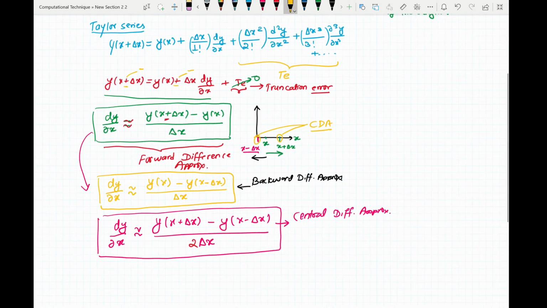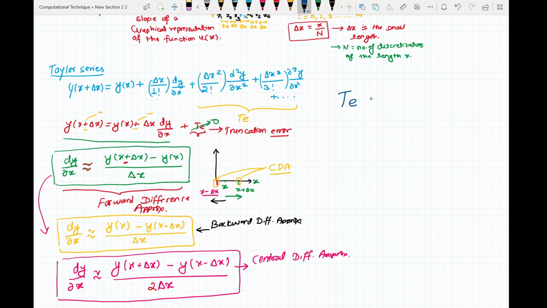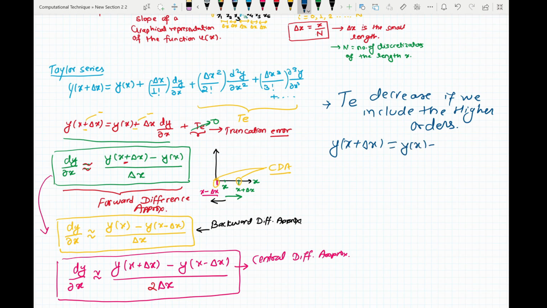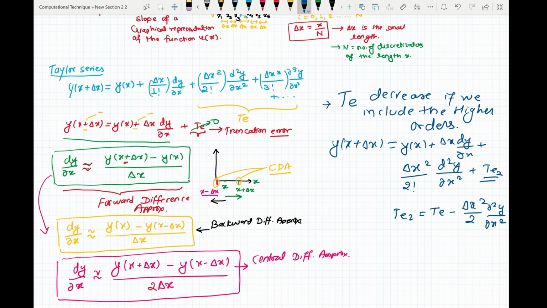Now as you can see here in the Taylor series, the truncation error will decrease if we include the higher orders. For example, if we take y at x plus delta x equals y at x plus delta x dy by dx plus delta x squared by 2 factorial d2y by dx squared plus t2, your t2 will be equal to te minus delta x squared by 2 d2y by dx squared.